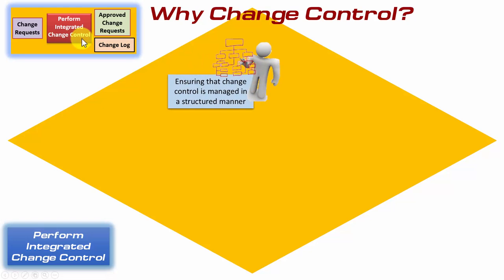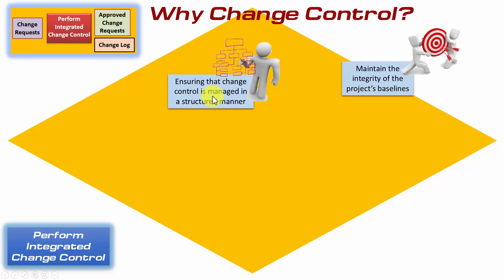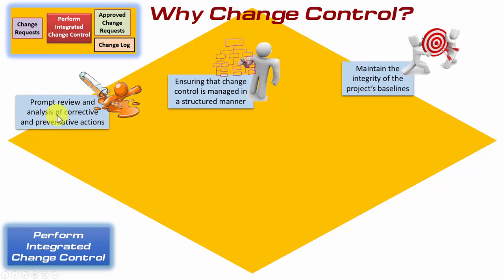So here's some good reasons why it needs to be there. It's there to ensure that change control is managed in a structured manner. Also, to maintain the integrity of the project's baselines. Those are the baselines contained within the project management plan. If the project baselines are allowed to get out of control, then you won't know what you're comparing progress against. It's there to ensure that there's prompt review and analysis of any corrective and or preventative actions, and I shall clarify both these shortly. It gives a prompt review and analysis of change requests.